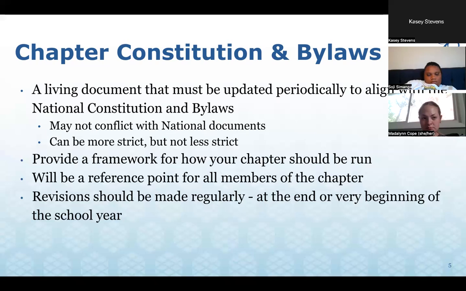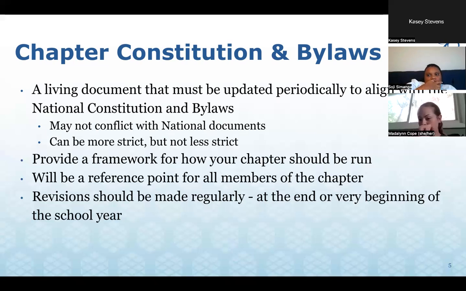The chapter constitution and bylaws really just provide that framework for how your chapter should be run. So I like to think of the constitution as the document that is pretty set in stone. It shouldn't have to change a lot at all. Your bylaws are a bit more fluid.